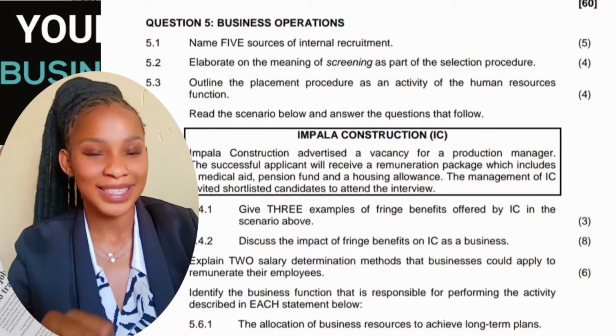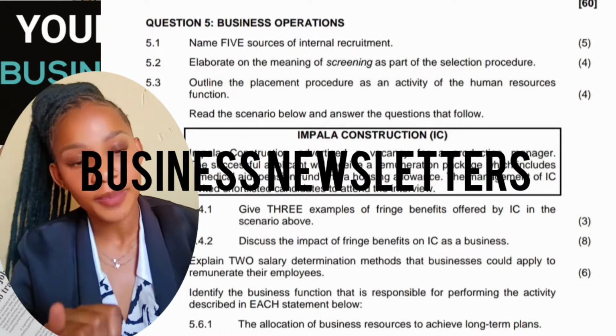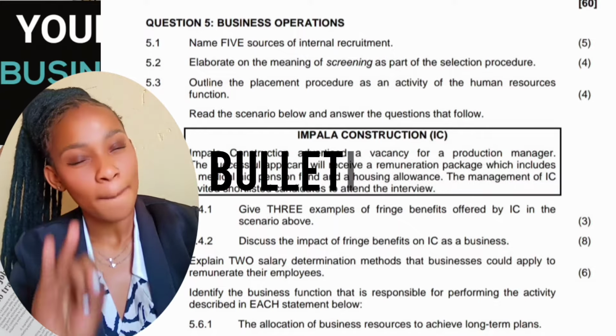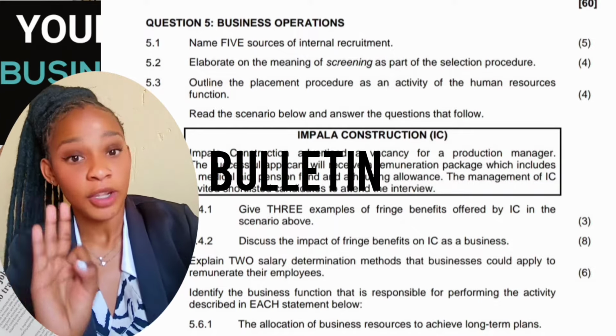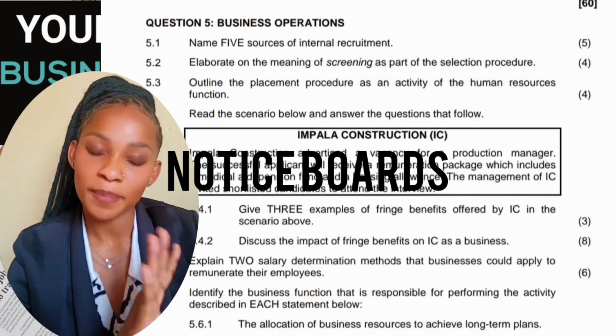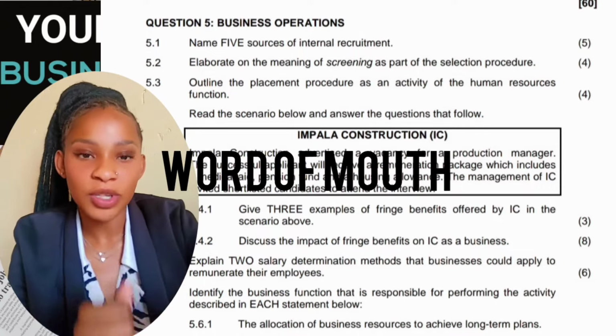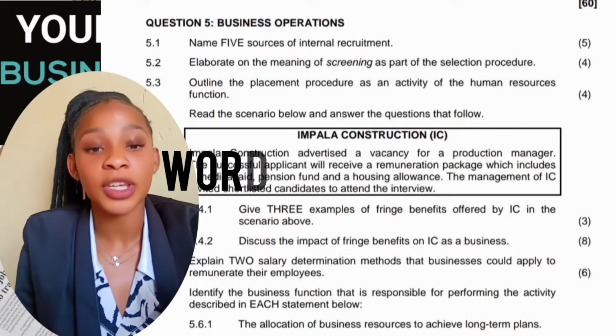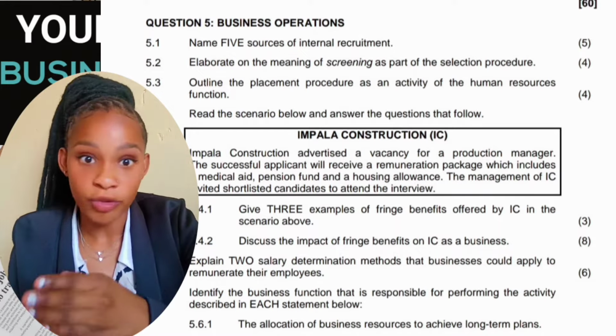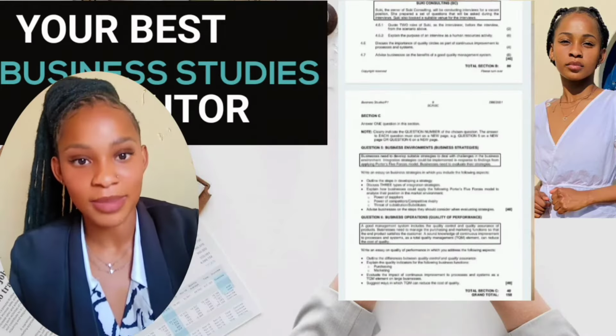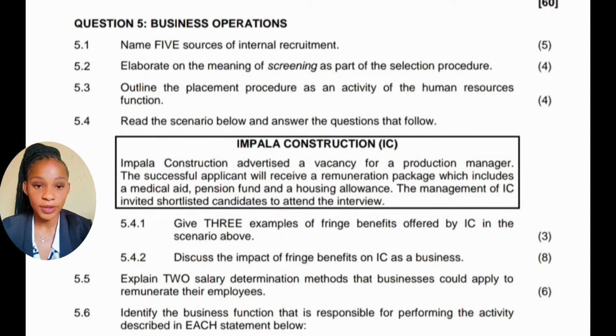The first one is they use business newsletters, and they also use bulletins, they use notice boards, they use verbal announcements, and lastly they can also use word of mouth. When we talk about word of mouth, we're talking about the recommendations or referrals from the existing staff members. Let's move to our second question, which is 5.2.